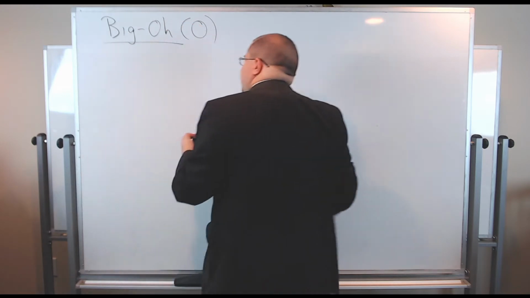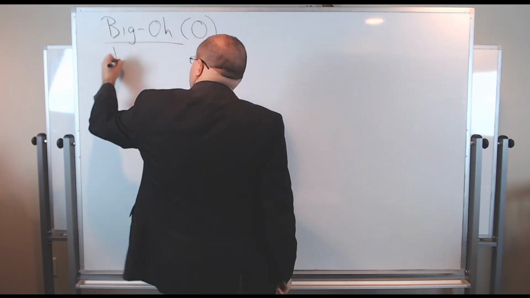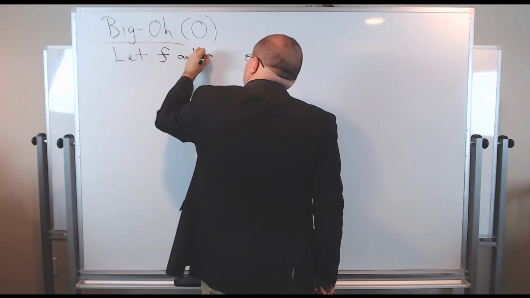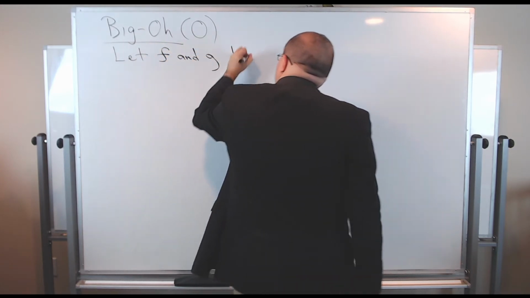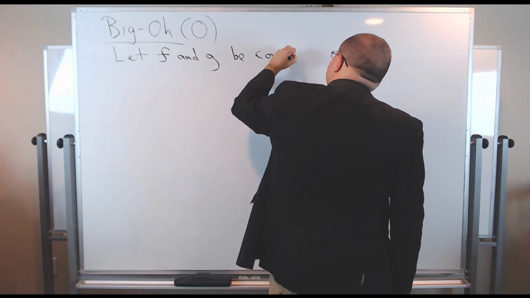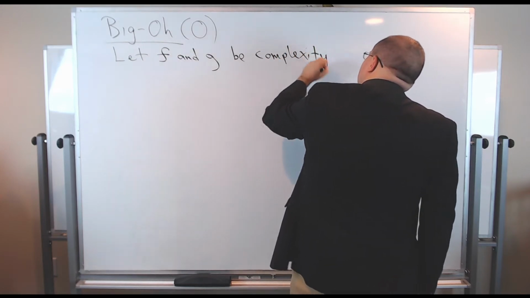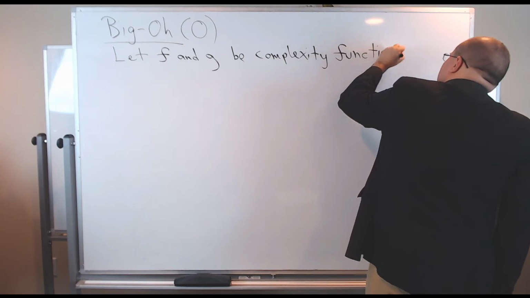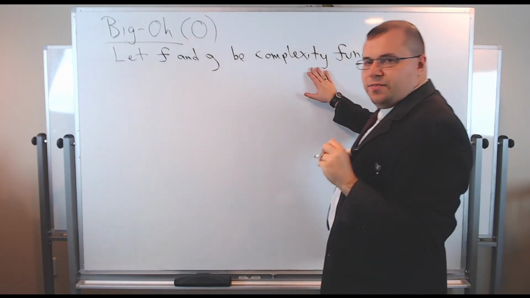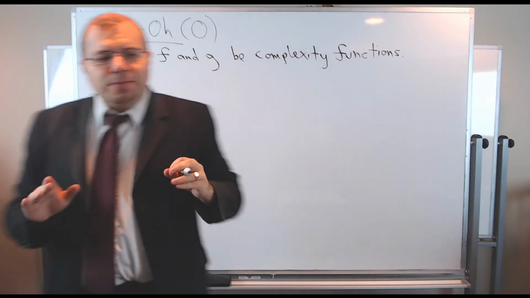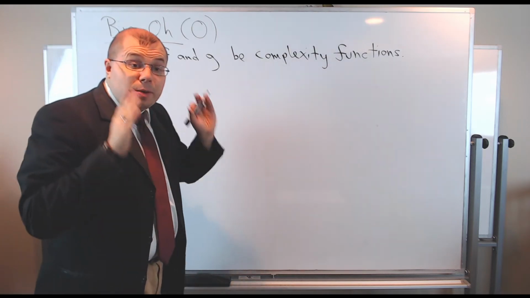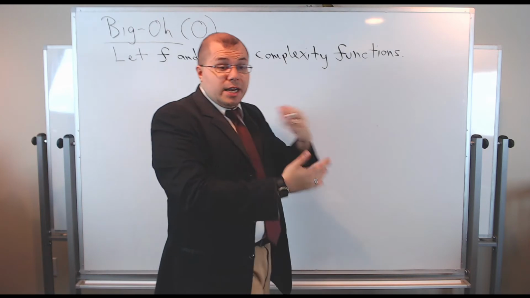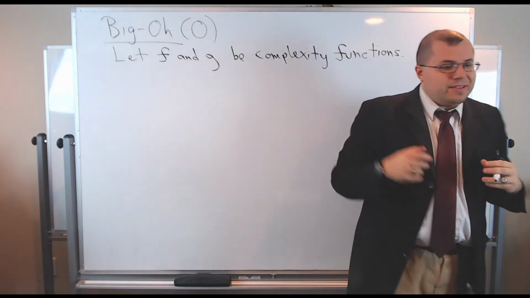So anyways, here's the definition of big O. Let F and G be complexity functions. And what am I going to do? I'm going to define what big O is, but I'm going to state it in terms of a biconditional statement. This is an if and only if statement.